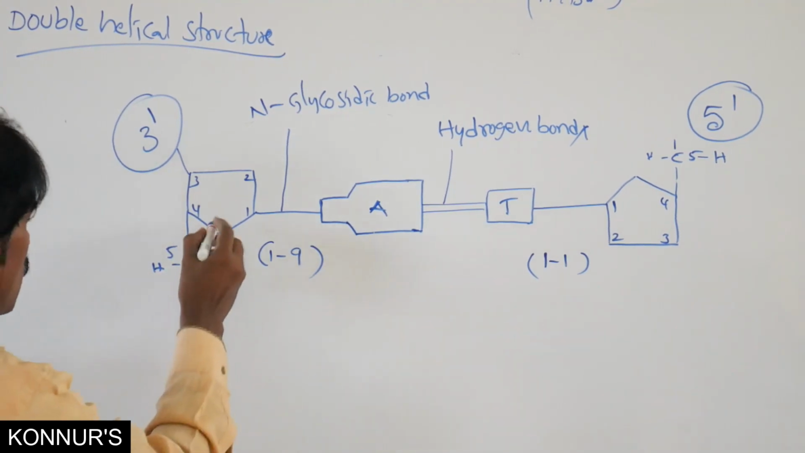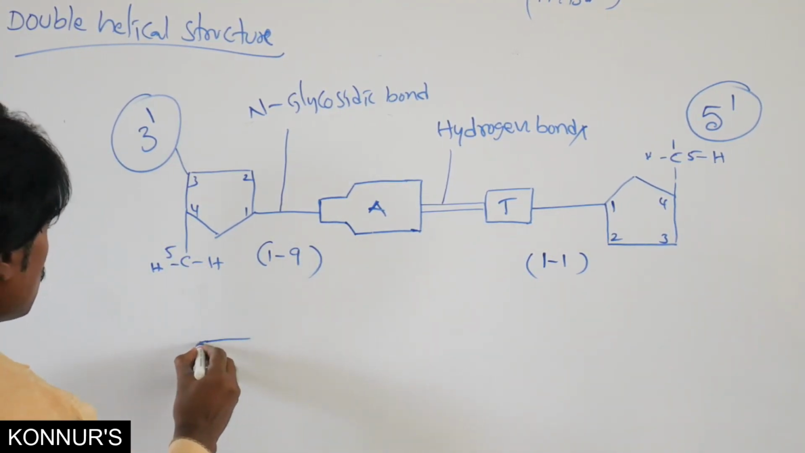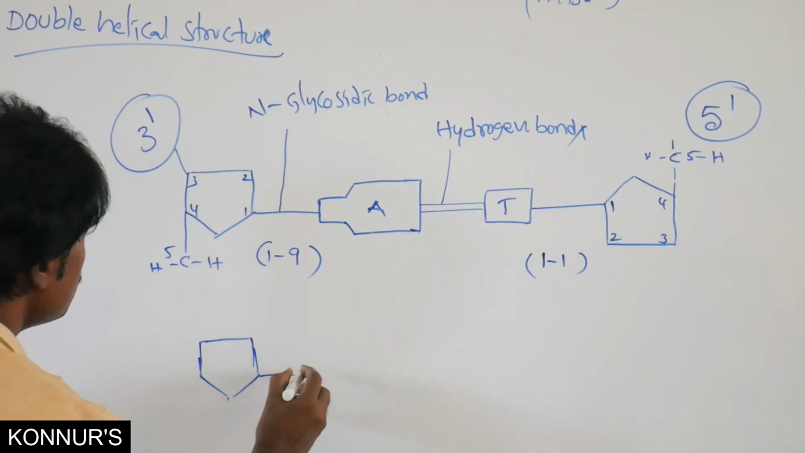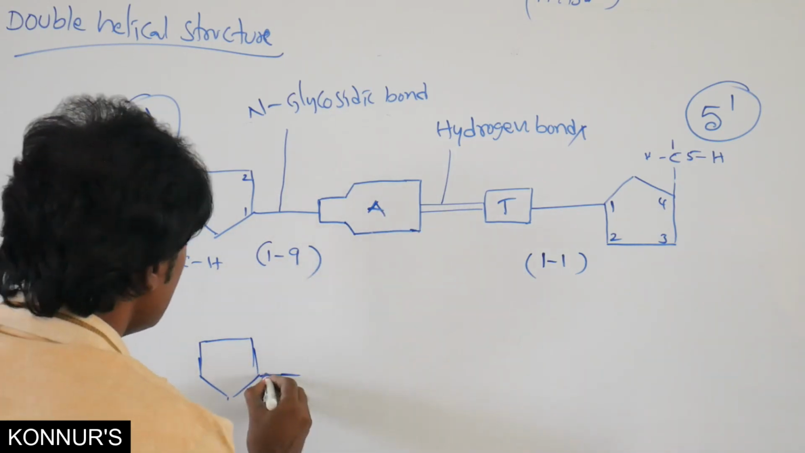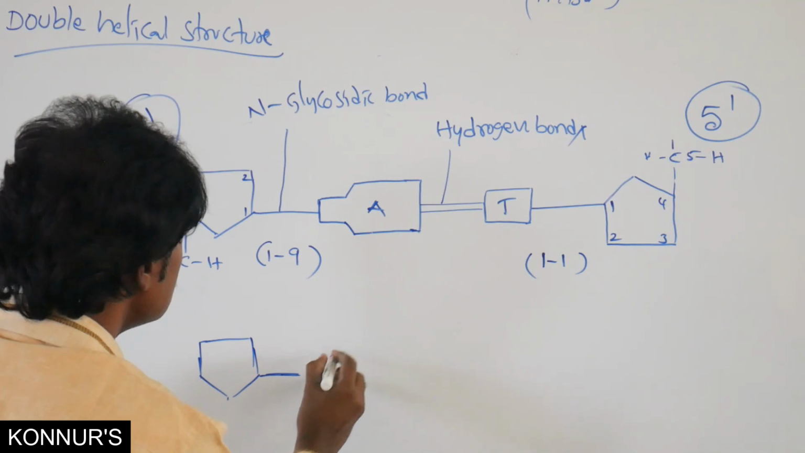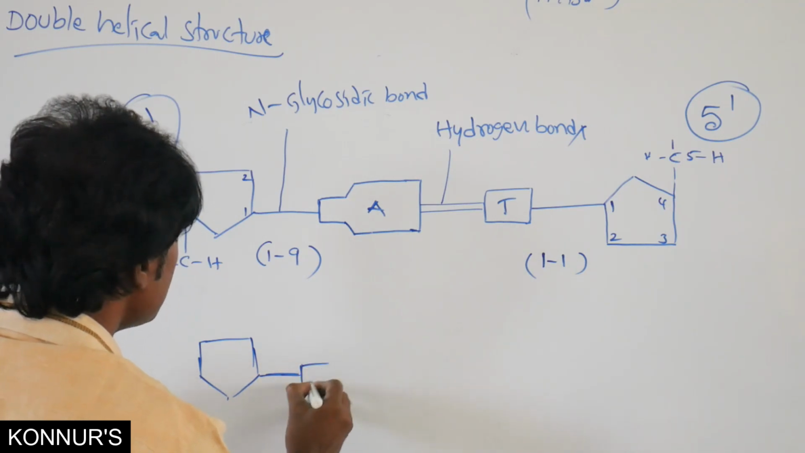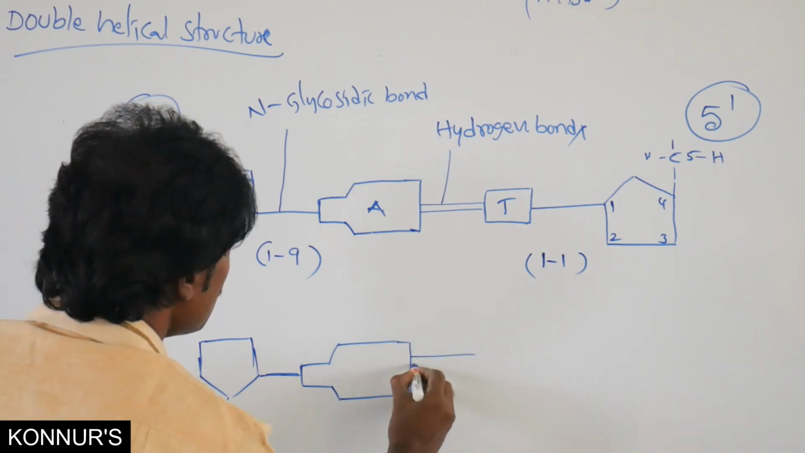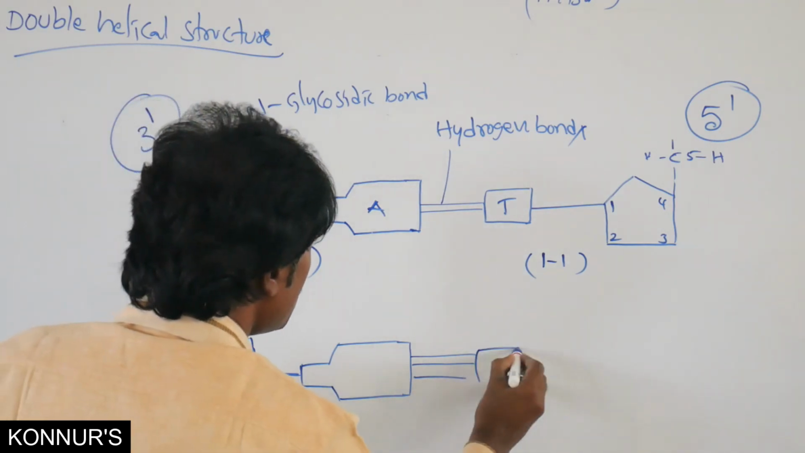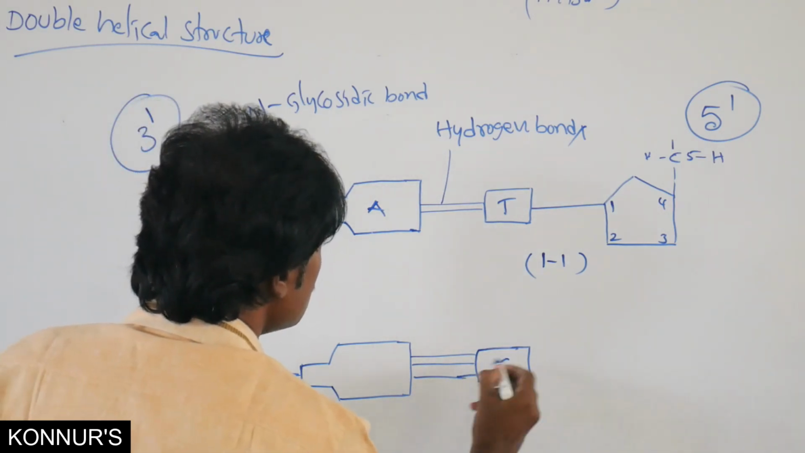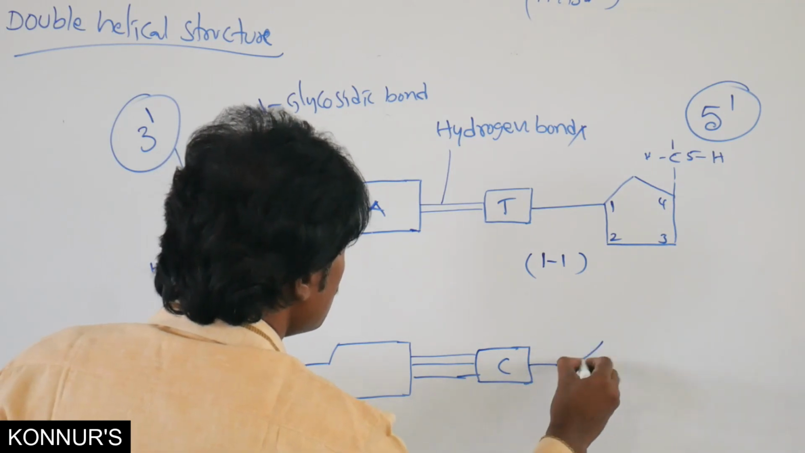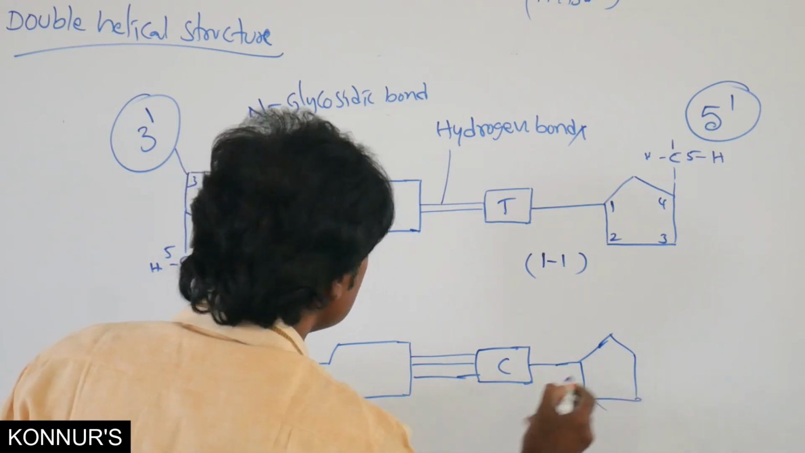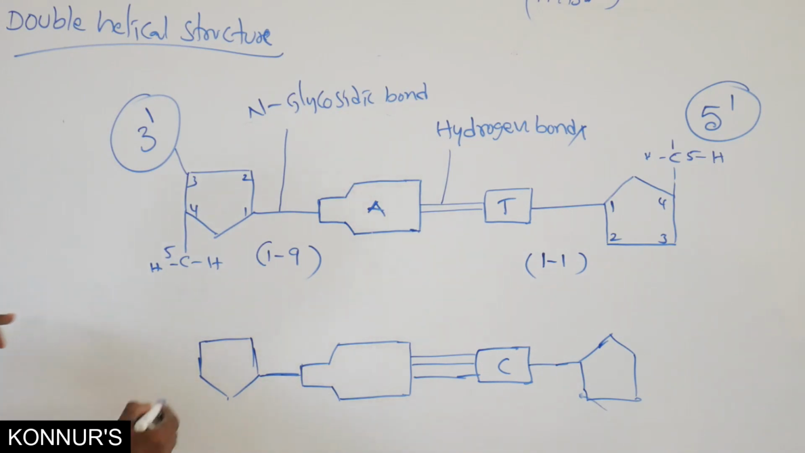For example, here one more pentose sugar is connected with, suppose, guanine. Here a triple bond is there. Then it combines with cytosine.